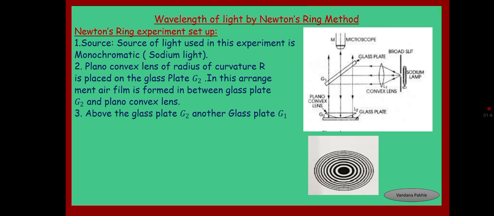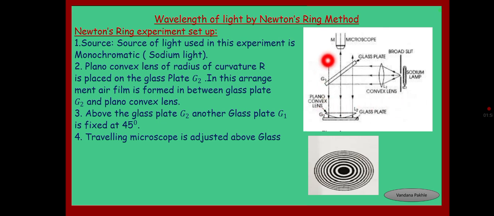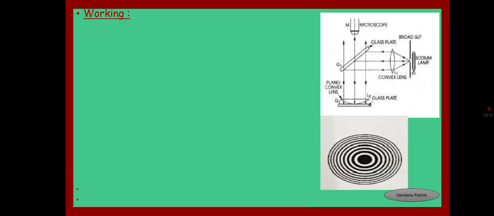Next point: here there is one more glass plate, and that glass plate is fixed at a 45-degree angle. Newton's rings are observed through this travelling microscope, which means the travelling microscope is adjusted above glass plates G1 and G2. Now, working: when the light is turned on, we can see such a type of Newton's ring. Newton's rings and the interference pattern, as shown here, we can see through this travelling microscope.